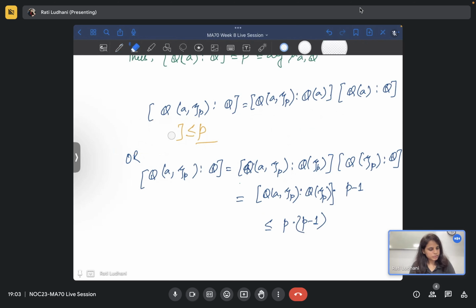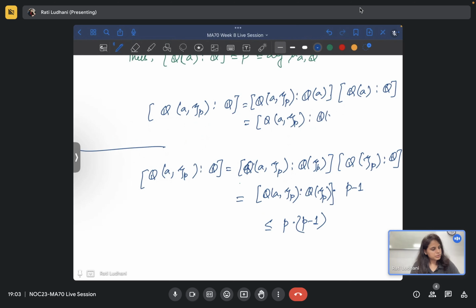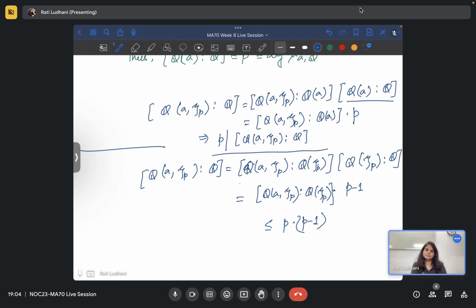So that we have already seen. We also know that this is equal to qa. So this is the other part, so I am using both of these. So this is into p. We have already seen qa over q is p. So this implies p divides qa comma zeta p over q. So we have this information. P divides.